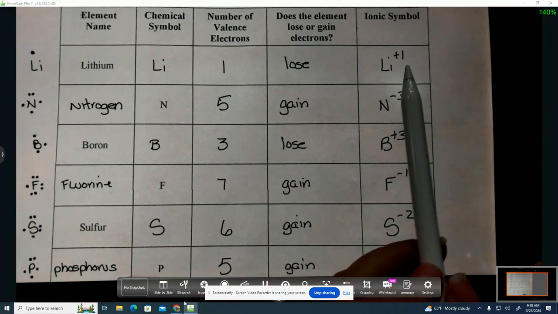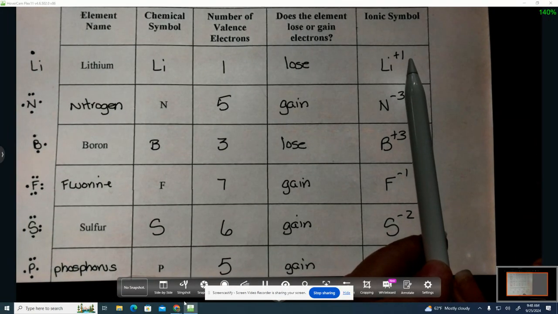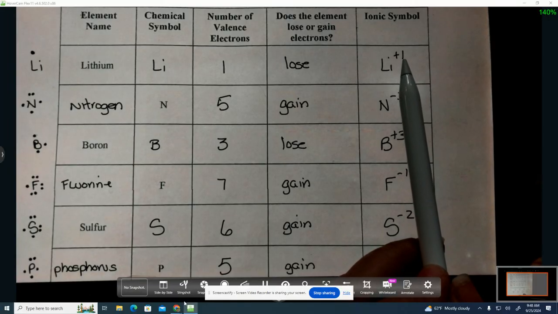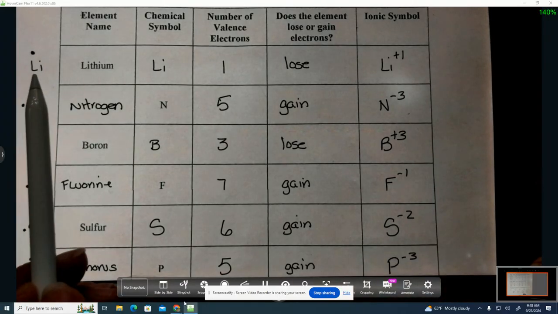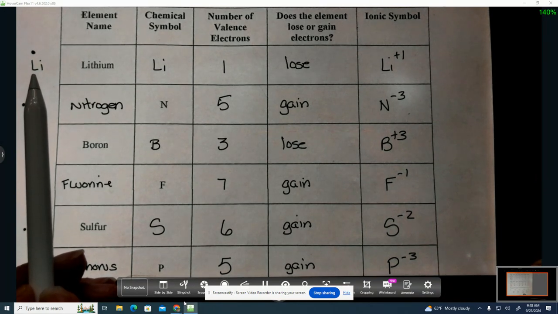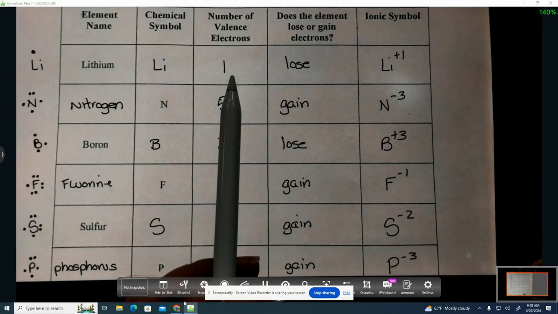When it loses an electron, it becomes positively charged. So we're going to put the little +1 symbol up there. I added as a little bonus the Lewis dot diagram for lithium. See how it only has 1 dot? Because it has 1 valence electron. Good?